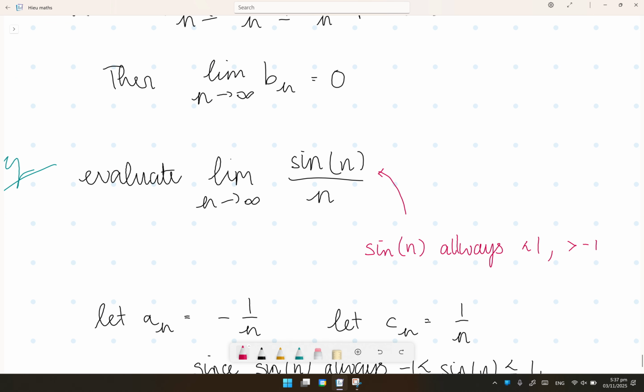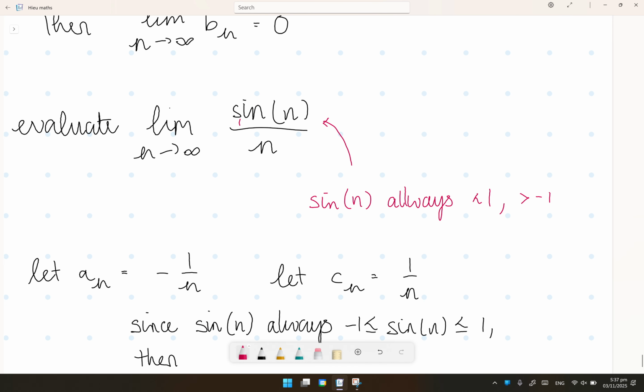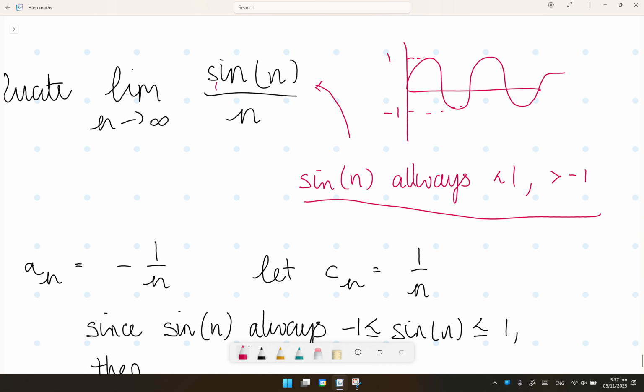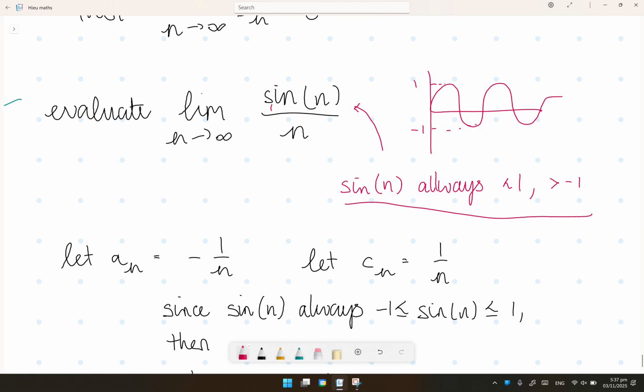So another example here is we want to evaluate the limit as n goes to infinity of sine n over n. The way we do this is we want to use the squeeze theorem, and we want to think sine n is always smaller than 1 and larger than minus 1, because sine oscillates like this, and it goes on like that forever. And it never goes larger than 1, and it never goes below minus 1. And so we can use those two things.